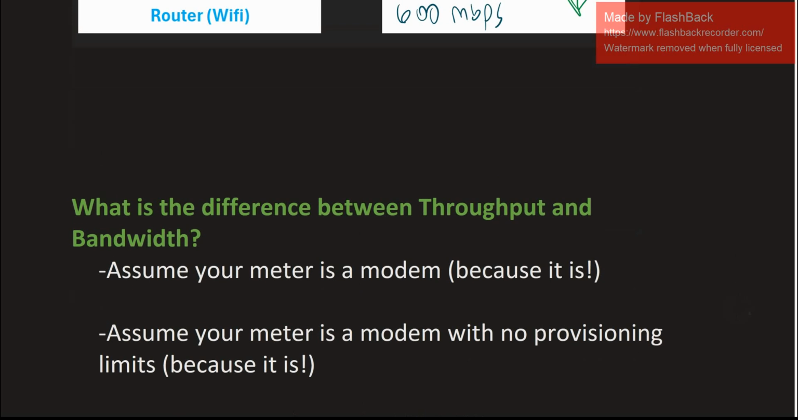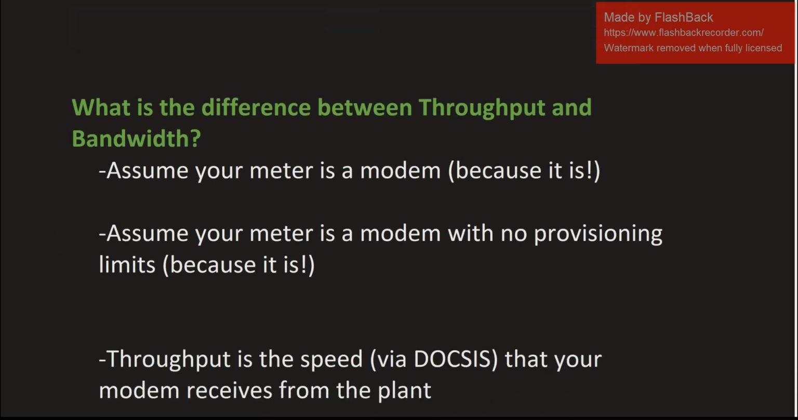So what is the difference between throughput and bandwidth? Assume your meter is a modem, because essentially it is. Now let's assume your meter is a modem with no provisioning limits. Your throughput is your speed via DOCSIS that your modem receives from the plant. So throughput is what the plant is delivering to the home.